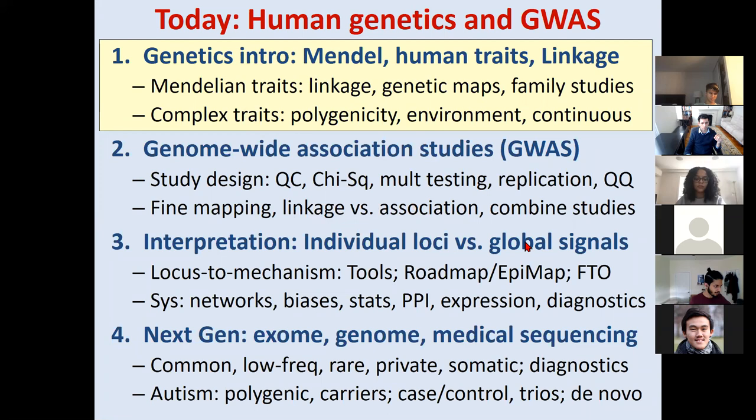And then we're going to switch to interpretation and function. How do we understand individual loci, and how do we exploit genomic signals? We're going to look at different case studies on translating genetic loci into mechanism. What are the tools that we can use? And then case studies from the Roadmap and EpiMap papers, and then from the FTO paper. And then we're going to look at the systems-level views for all this. And then I'm guessing time won't permit, but if time permits, we're going to get into next-gen.